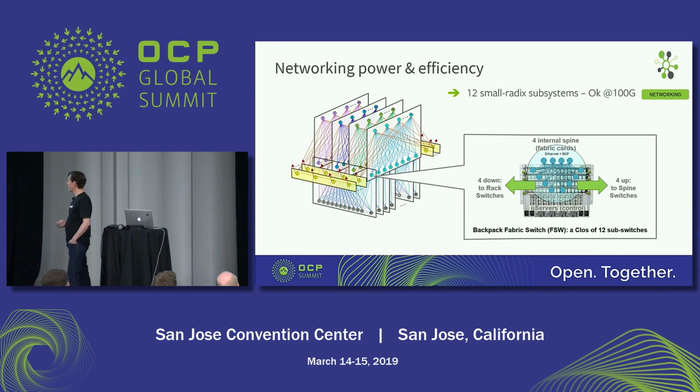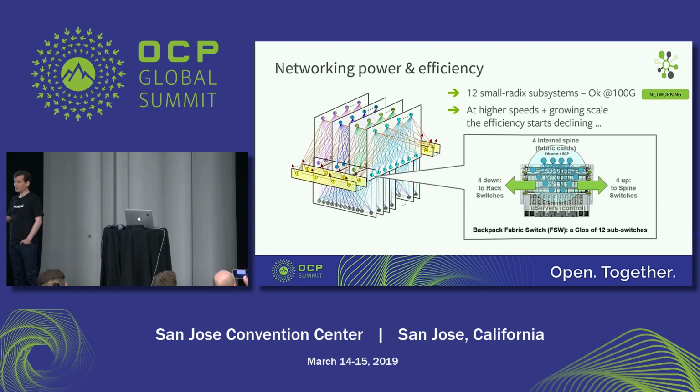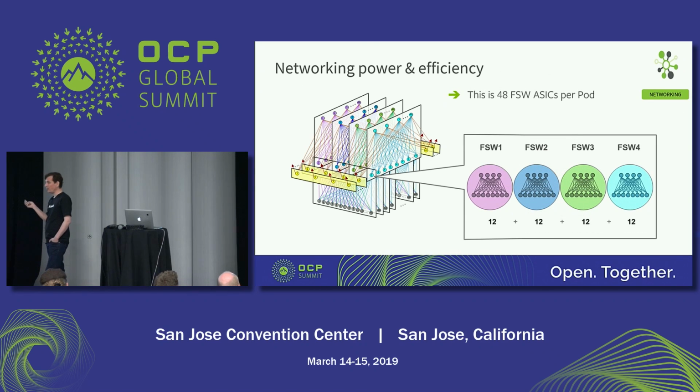These 12 small radix subsystems were okay at 100 gig. However, at higher speeds and an increasing scale, the efficiency of this setup starts declining. Why? This is essentially 48 individual sub-switches serving the pod aggregation function in the pod, 12 per fabric switch, or FSW as we call them.